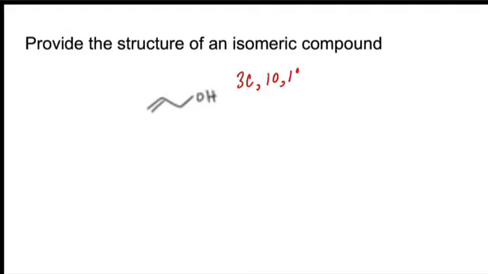There are lots of different answers that you could come up with here. Pause the video, see how many you can come up with. So here I have a ketone instead of an alcohol: 3 carbons, 1 oxygen, and 1 unit of unsaturation. And I could also come up with an ether compound. And this one has, again, 3 carbons, 1 oxygen, and 1 degree of unsaturation.